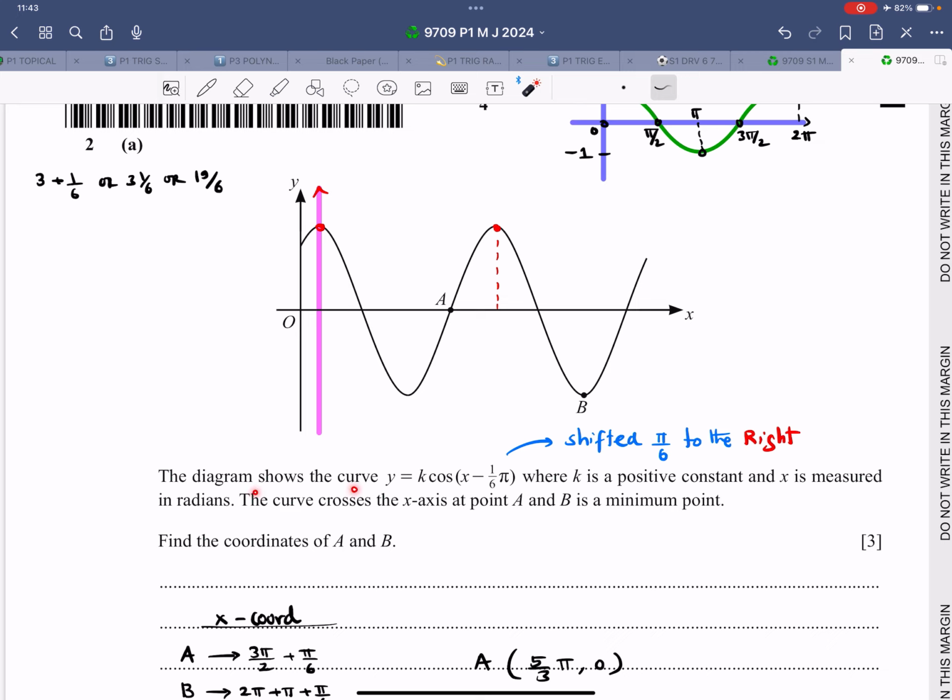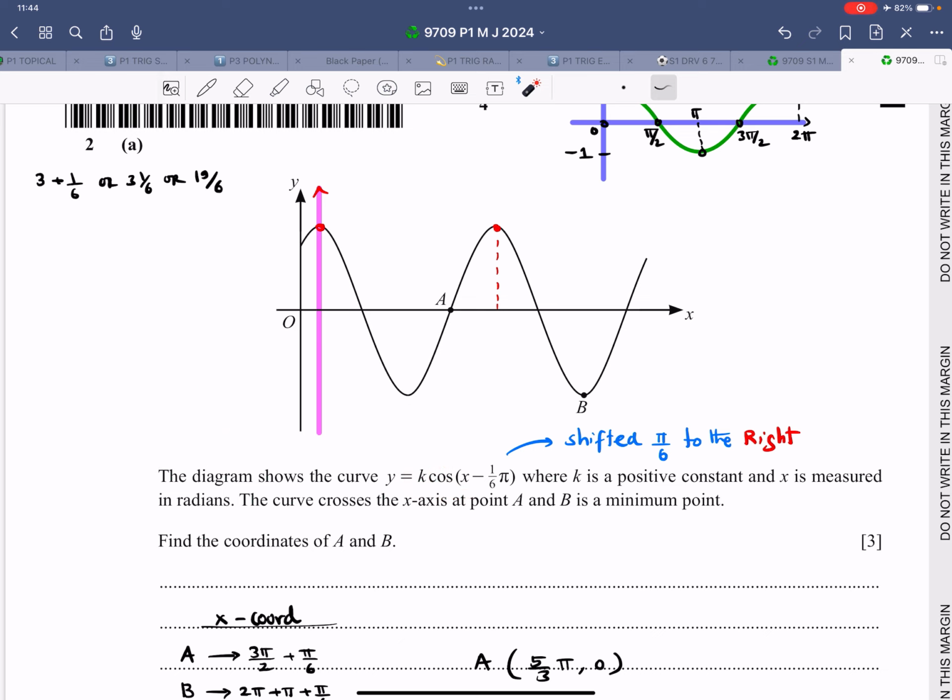The diagram shows the curve y equals k cosine (x minus pi by 6). Now just stop over here and let's think. So thinking is very important if you want to get the right grade. This k over here, that is the amplitude. This is the graph of cosine. The maximum value will be plus k. The minimum value will be negative k. So that's max, that's min.